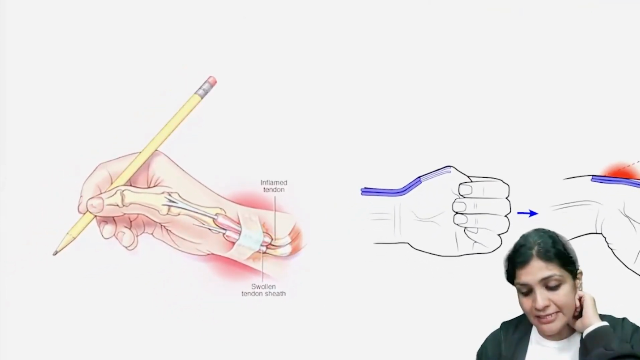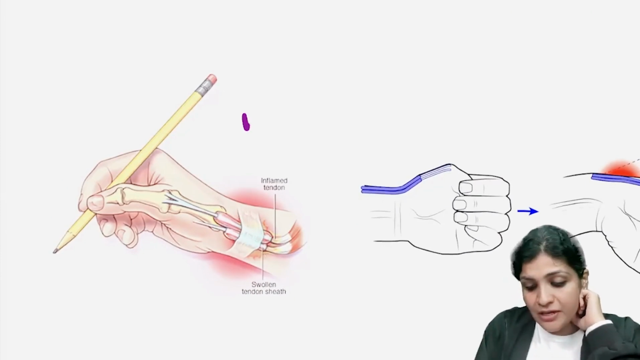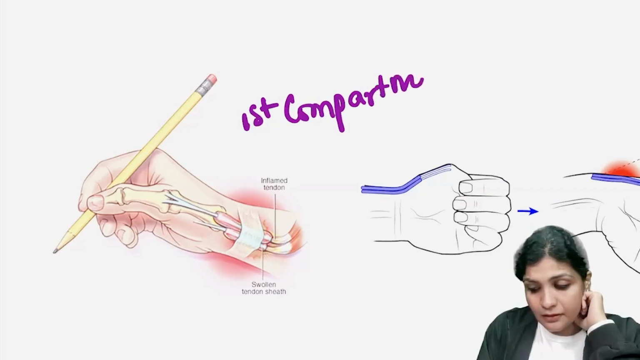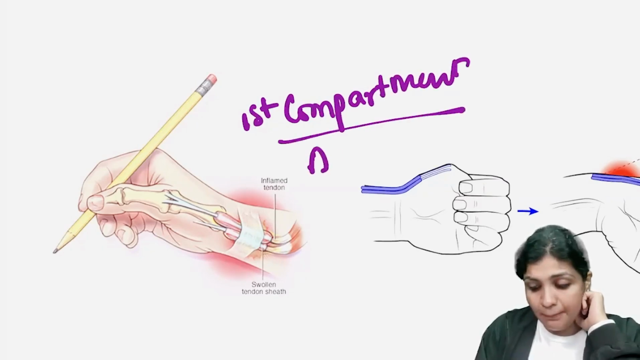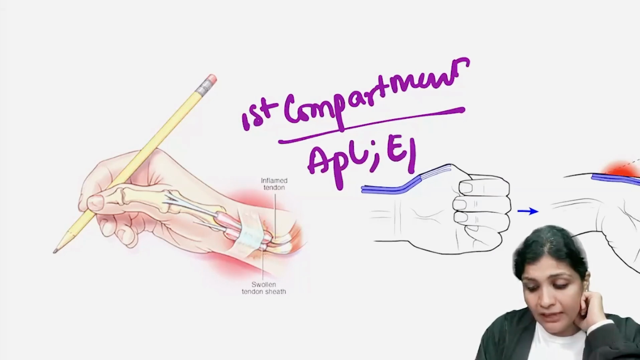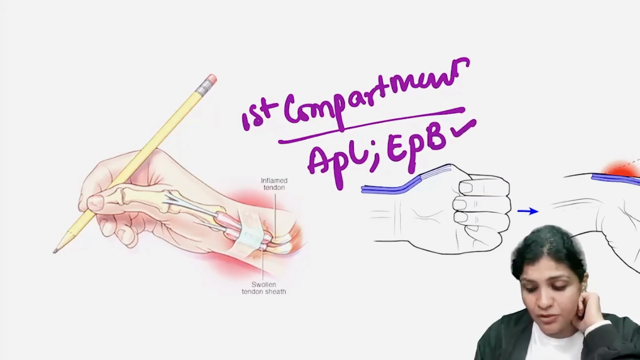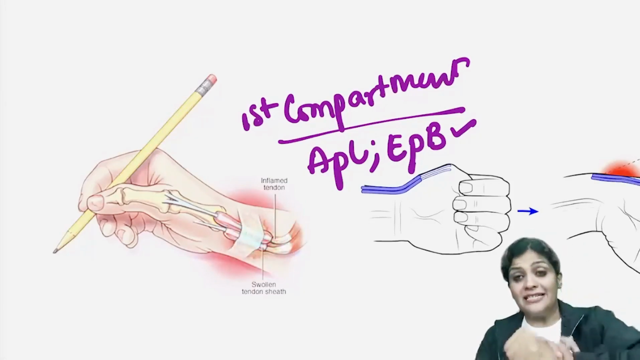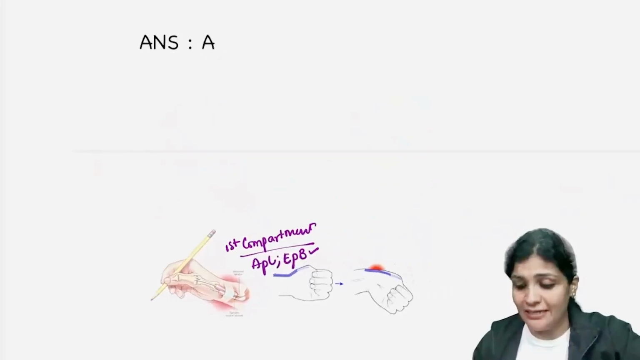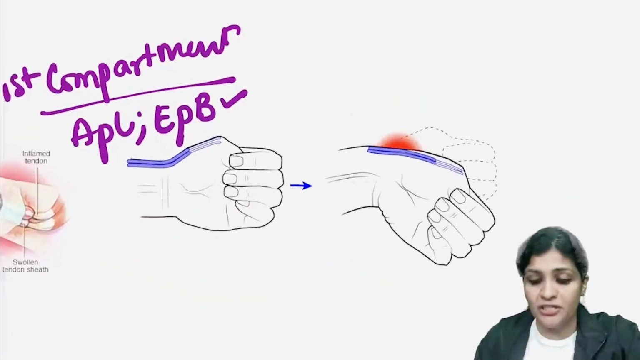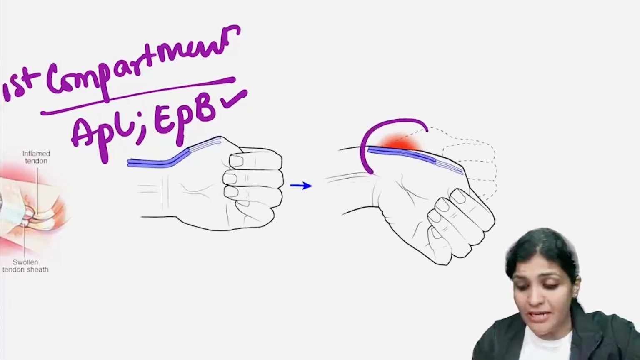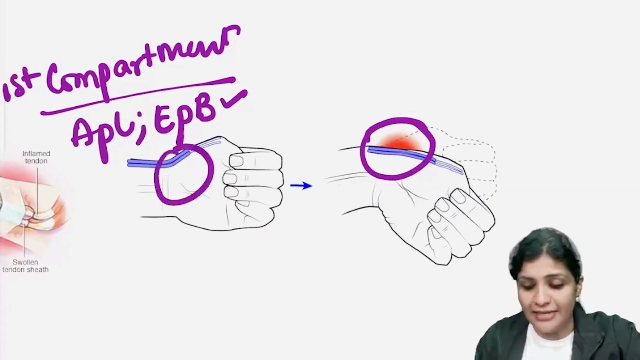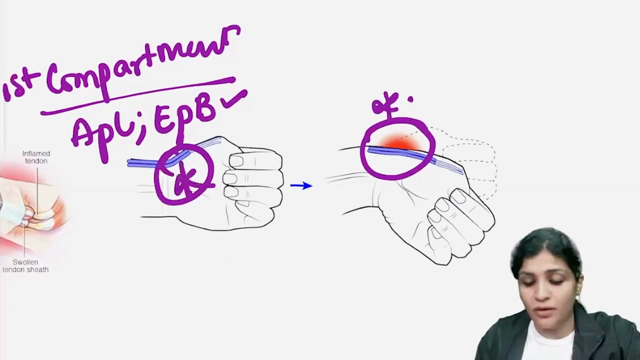So if you see, this is the condition. This is the first compartment tendons. So these are APL and EPB, where the tendon sheath gets inflamed. So this is the tendon sheath which gets inflamed, and on resisted extension, you will have pain. So this is the test which is used to detect this De Quervain's tenosynovitis. And the pain, if you see, is exactly near the wrist joint, right? It is exactly near the wrist joint. So what is this test?